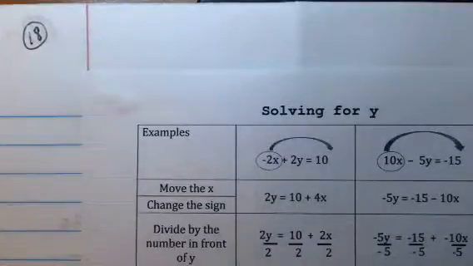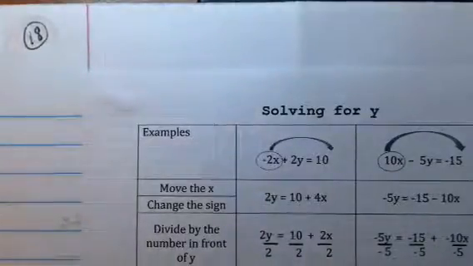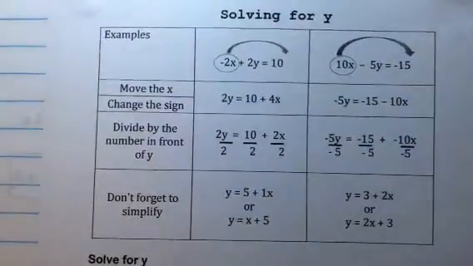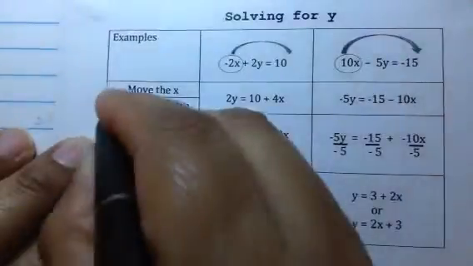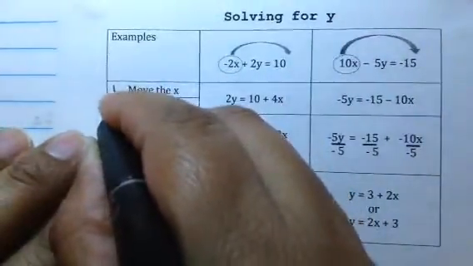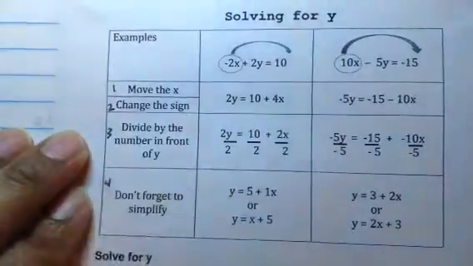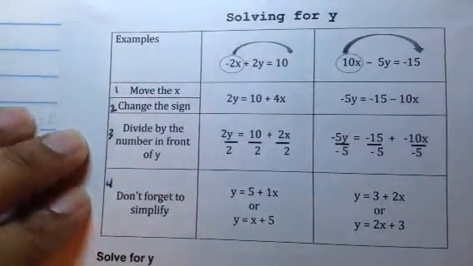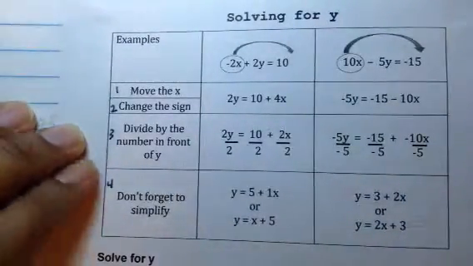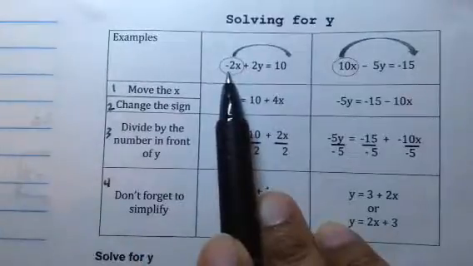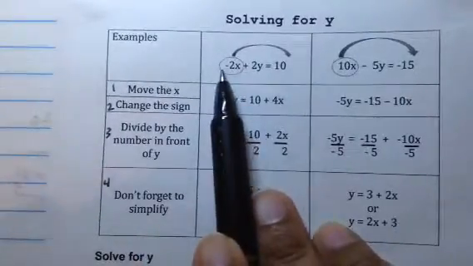Turn to page 18 of your iPod. We're going to be solving for y. What I need you to know is that these are essentially 4 steps that you're doing every single time. You're going to move the x, change the sign, divide by the number in front of the y. Don't forget to simplify. So here we have a negative 2x.